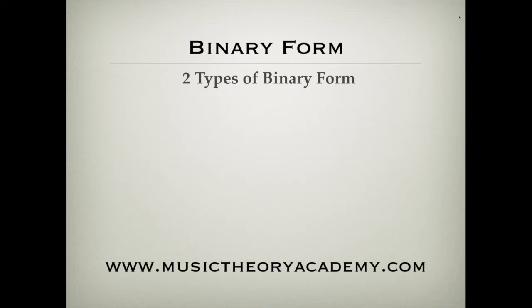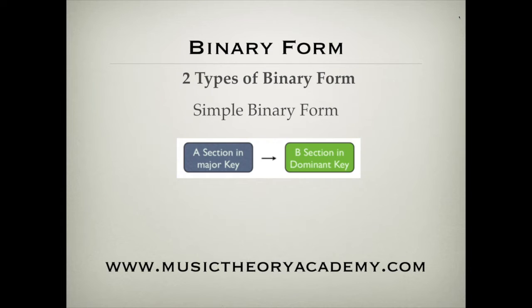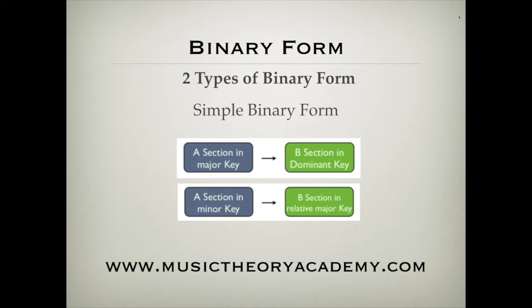Now, there are two types of binary form that you'll probably come across. The first is simple binary form, and that's what we've just outlined. There's an A section which is usually in a major key and a B section in the dominant key. So if the A section's in C major, you'll then move into a B section that's in G major, because that's the dominant key. It may also be an A section might be in a minor key and then move into the B section in the relative major key. So if we start in A minor, then the B section will be in C major, because that's the relative major key. So that's simple binary form. And that first really became popular in the Baroque period between 1600 and 1750.